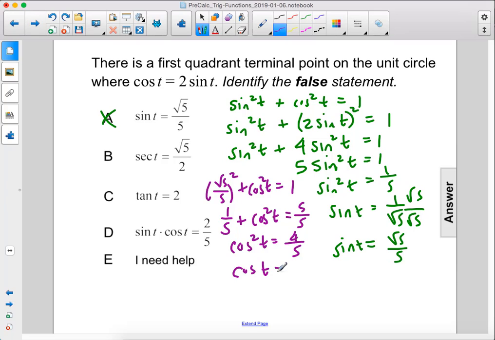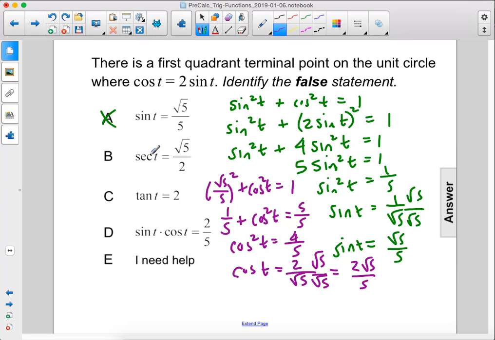So cosine t equals the square root of 4, which is 2, over the square root of 5, but we don't like radicals in the bottom, so once we multiply the square root of 5 over the square root of 5, we get 2 times the square root of 5 over 5. This is the cosine value.